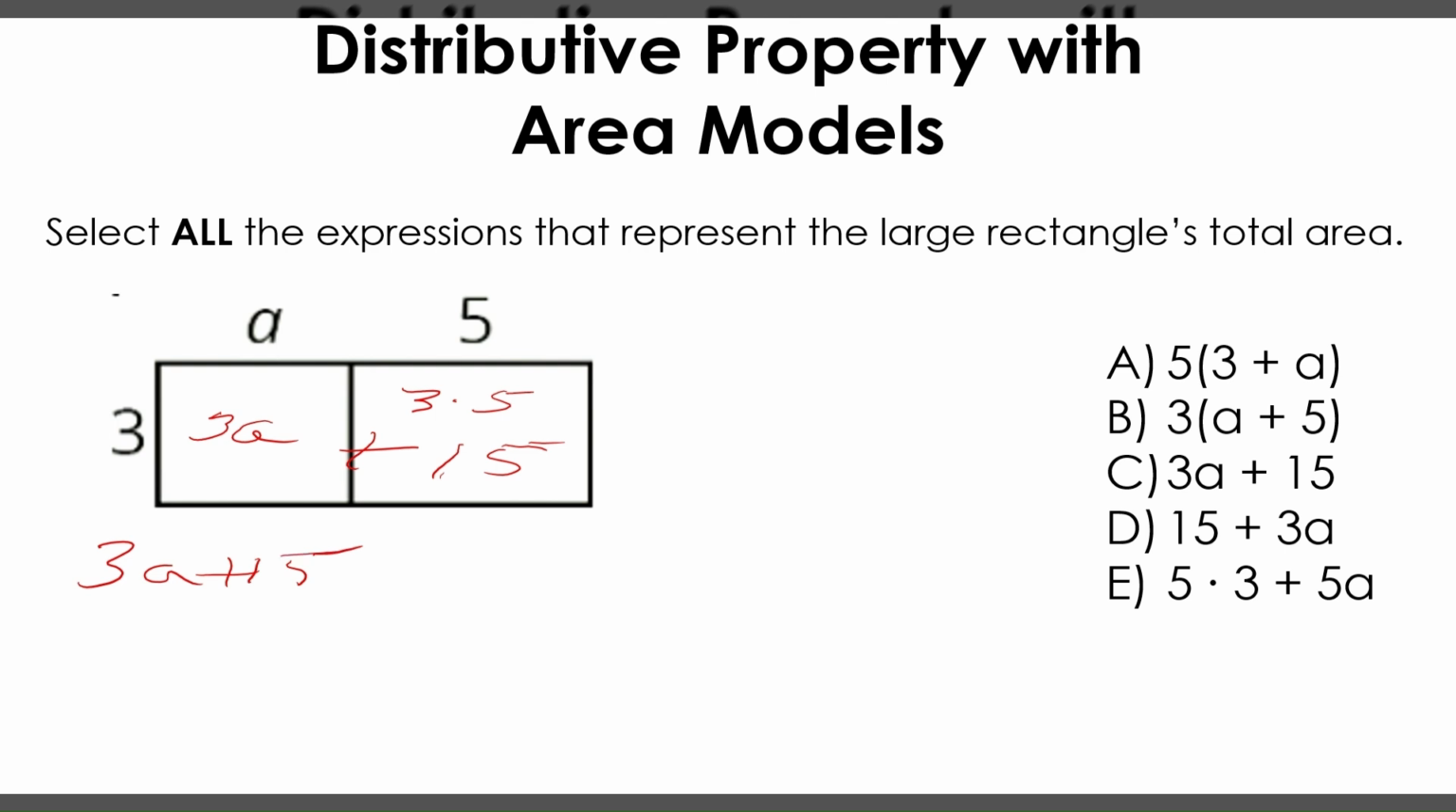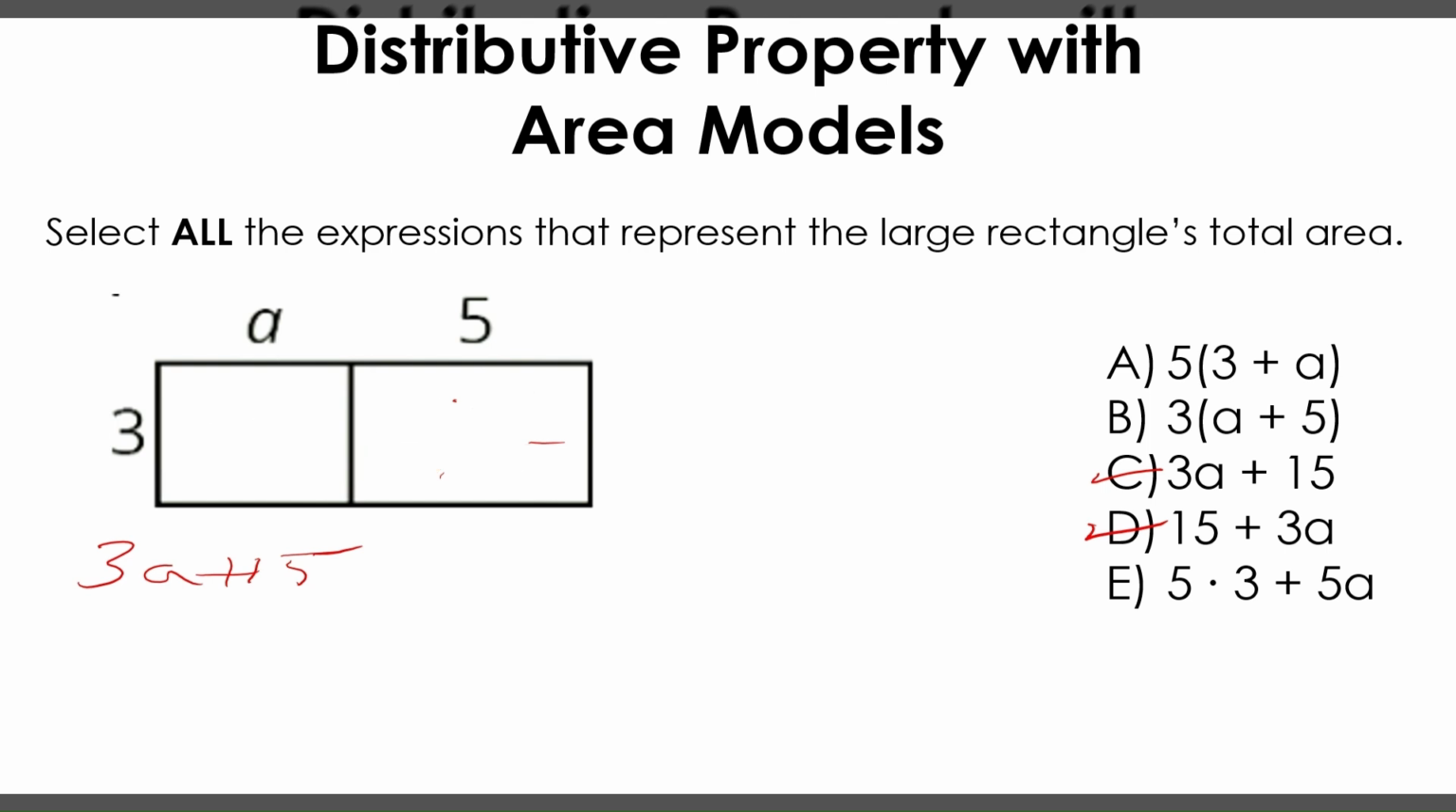Now, just like when you have addition of 6 plus 2, it equals 8, but so does 2 plus 6. That's called the commutative property. So I can change the order and also have 15 plus 3a. The next way we're going to do it is going to be the distributive property way.